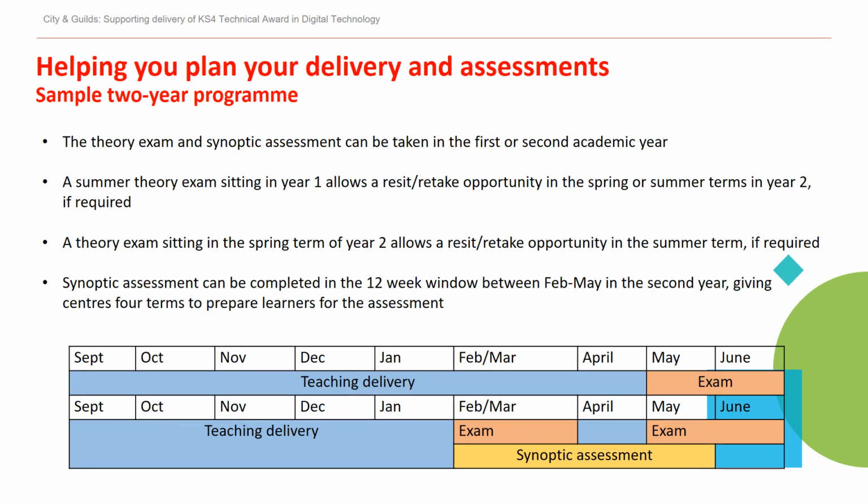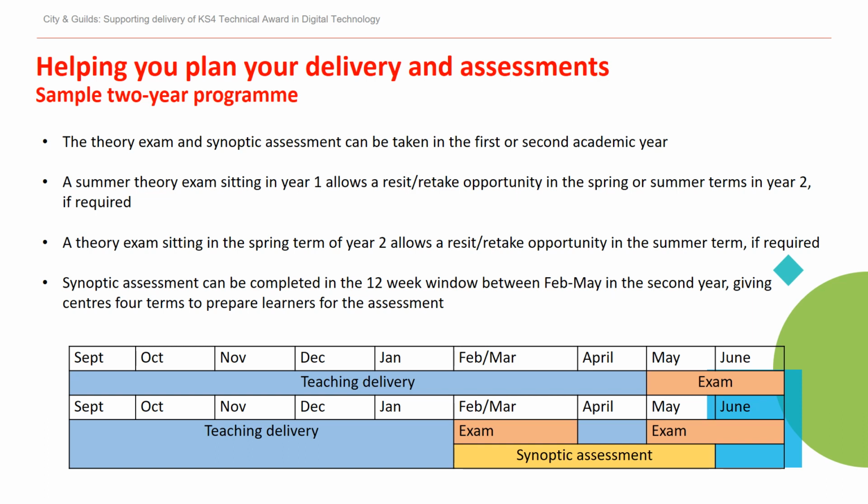This slide looks at what a 2-year delivery programme could look like. It's a sample showing you how to plan your delivery over 2 years. This is just a suggestion because each centre will have their own models and their own timetabling. So in year 1, you could focus on the delivery of the syllabus, and you could maybe enter your learners for the May-June exam series at the end of year 1. So there's been something to work towards for the whole of that academic year.